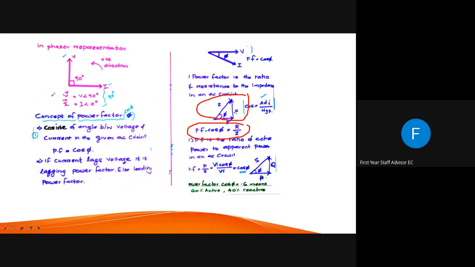Okay, and now let me take the power factor session also. Once again, I will explain the power factor session. For every AC supply, it is preferred that the voltage and current are in the same phase.